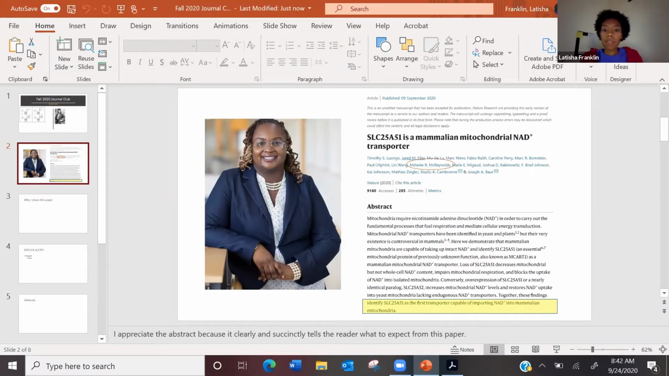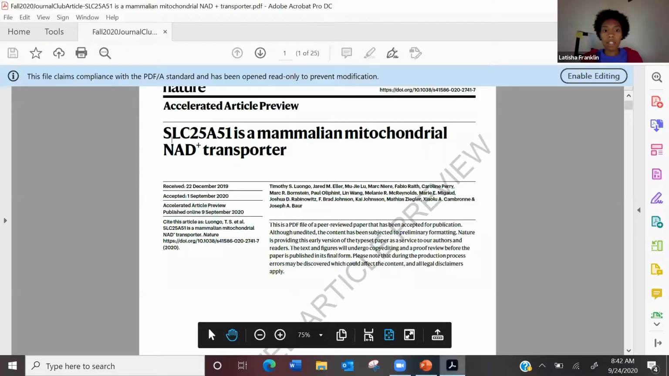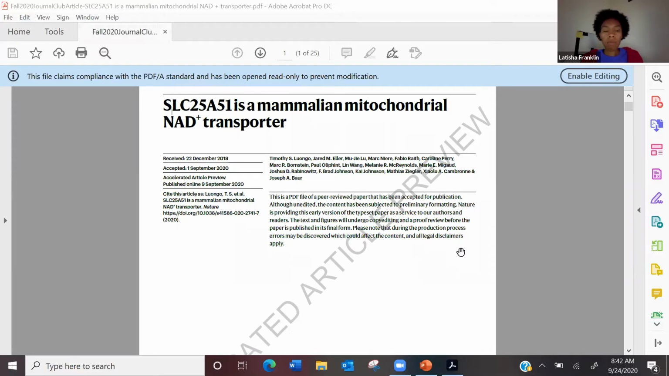Typically, I try to pick a paper in advance because I always know we have journal club, but here we are. So I chose this paper, and it does match within the parameters of mitochondria, metabolism, and the cell biology stuff. So here we are.